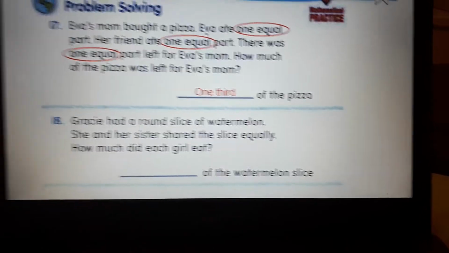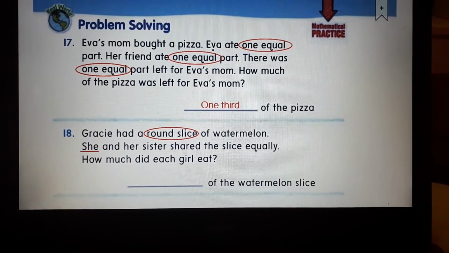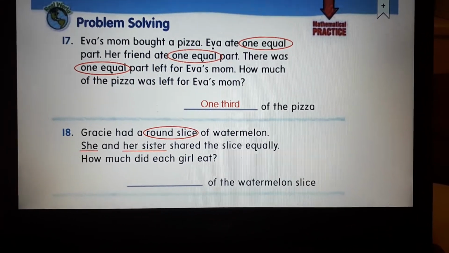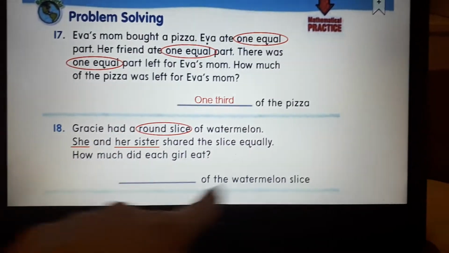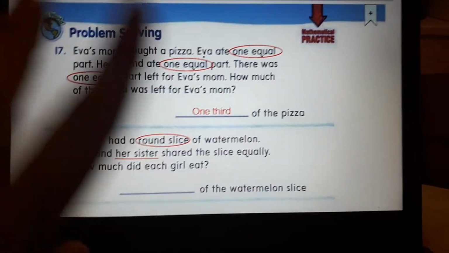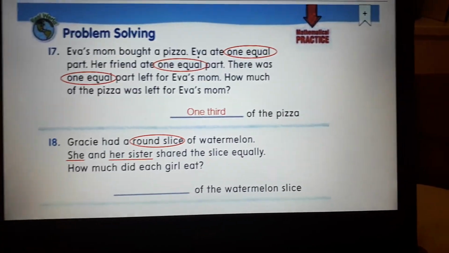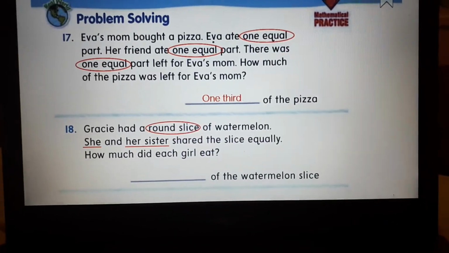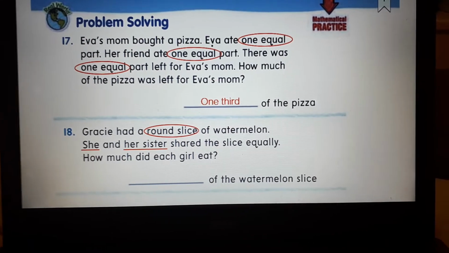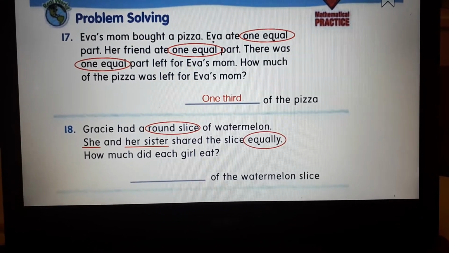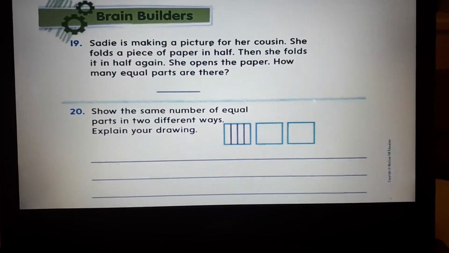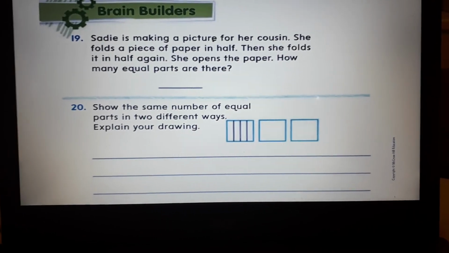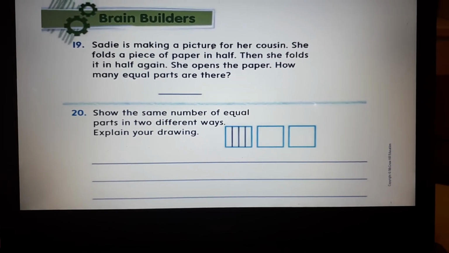Now, Gracie had a round slice of watermelon. She and her sister shared a slice equally. So, one round slice of watermelon, two people shared this round slice equally. So, how much did each girl eat? How much? One half.